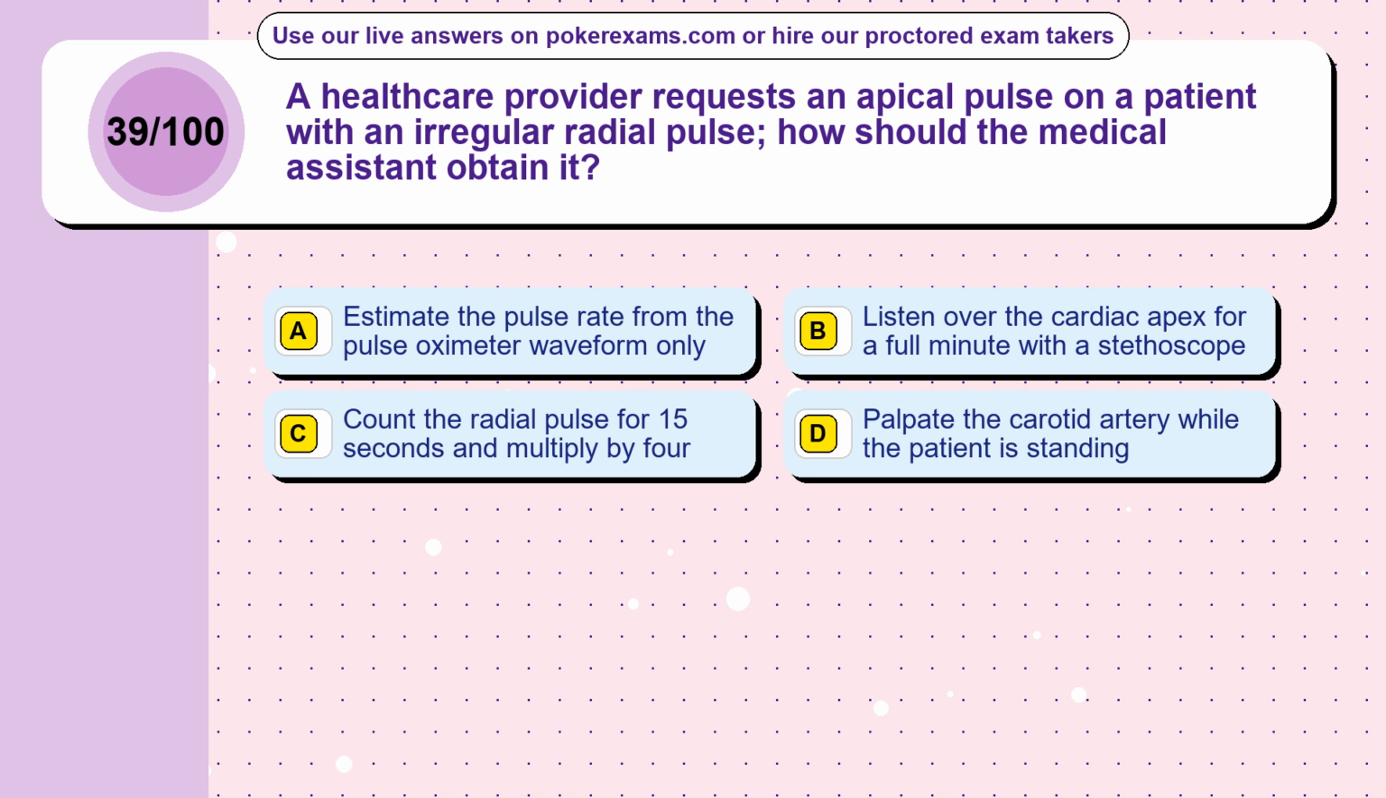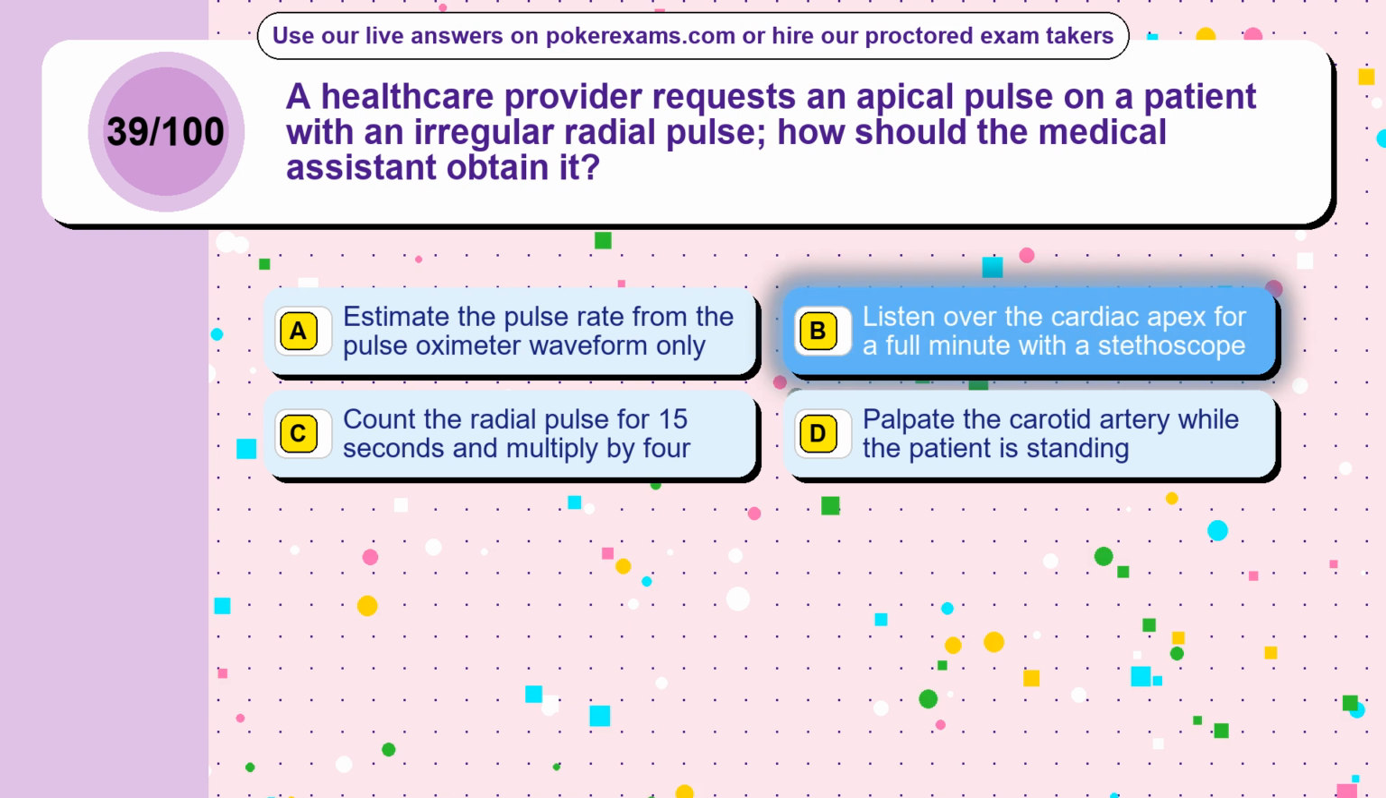Option C. Count the radial pulse for 15 seconds and multiply by 4. Option D. Palpate the carotid artery while the patient is standing. The correct answer is option B. Listen over the cardiac apex for a full minute with a stethoscope.